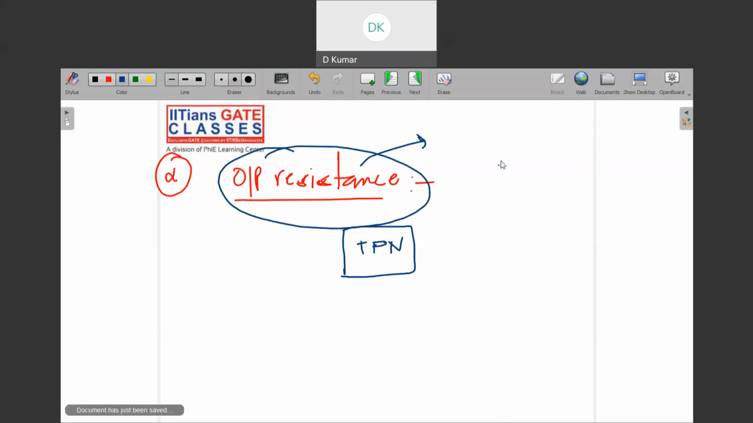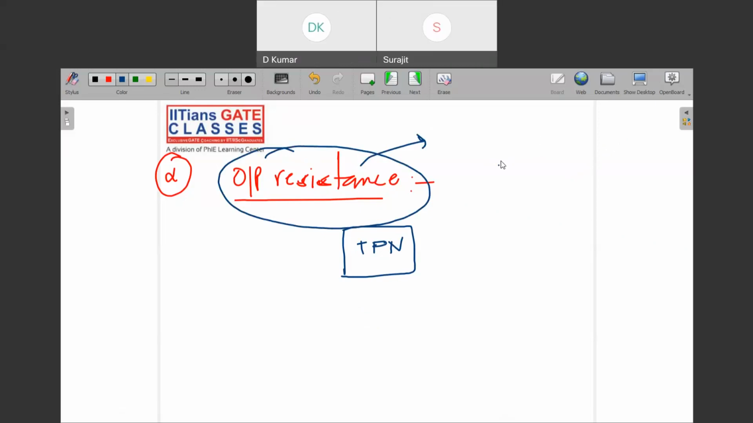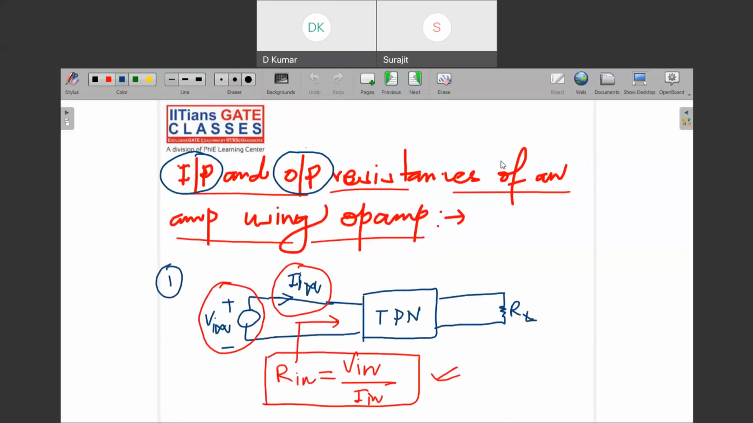So we can get back. Like yesterday, I said that I'm going to talk about the input resistance and output resistance of an amplifier using an op-amp, right? That's what I started with in today's class. I said that if there is a two-port network with an input port and an output port, and we connect some voltage source and there is a current, if we take the ratio of them, we'll get the input resistance.